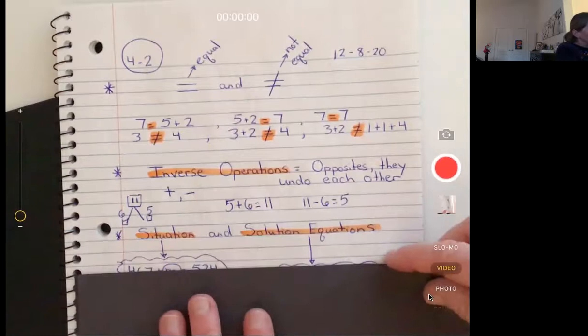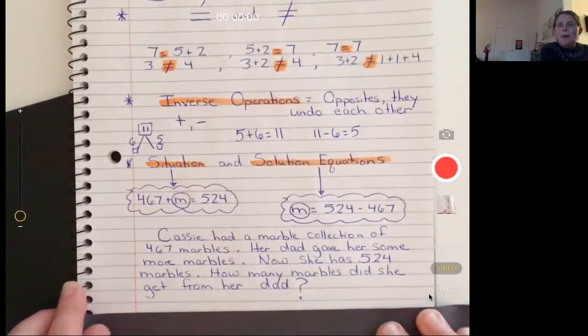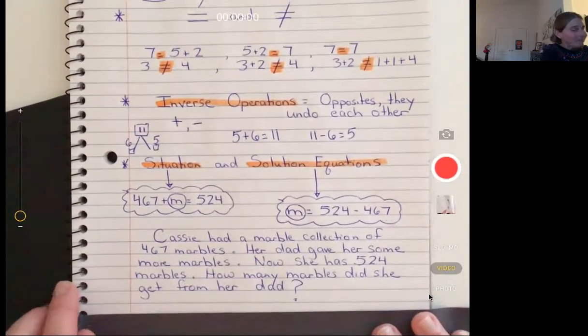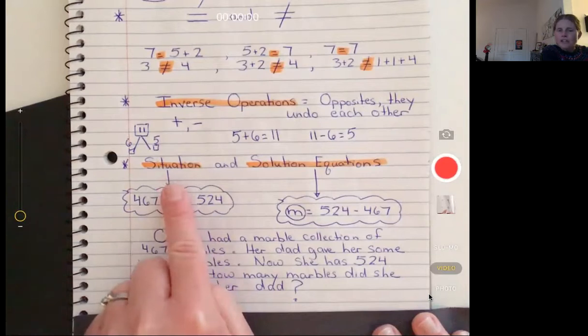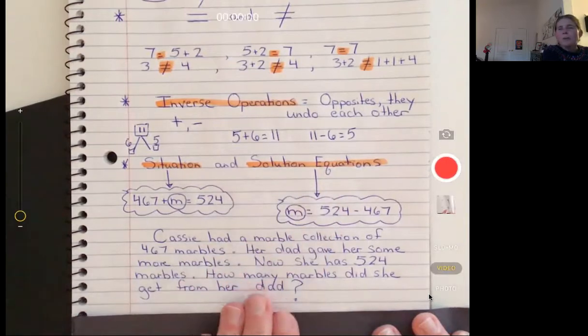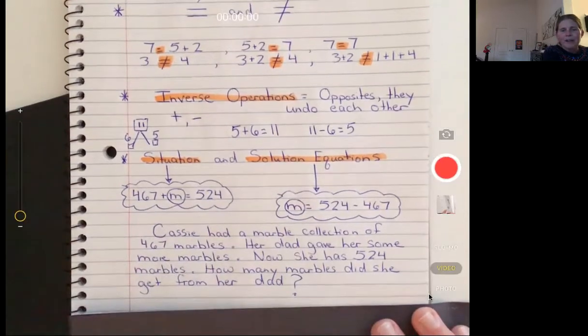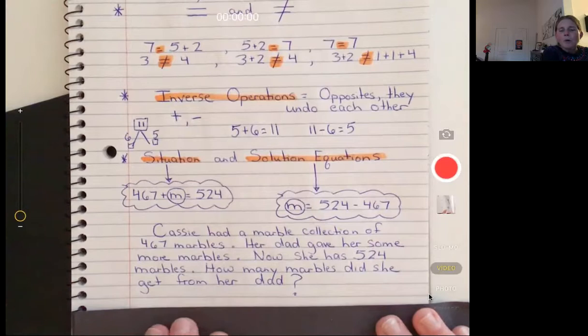Okay? All right. So the last thing that we're going to talk about today, and we'll be practicing when we're together live, is something called situation and solution equations. I've written a word problem. I'm going to read it for you and then describe the two different equations. Okay? Cassie has a marble collection of 467 marbles. Her dad gave her some more marbles. Now she has 524 marbles. How many marbles did she get from her dad?